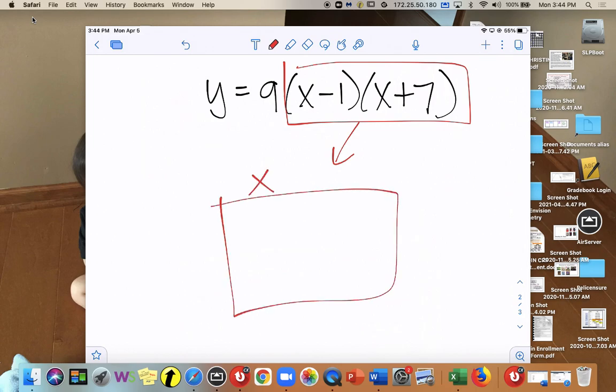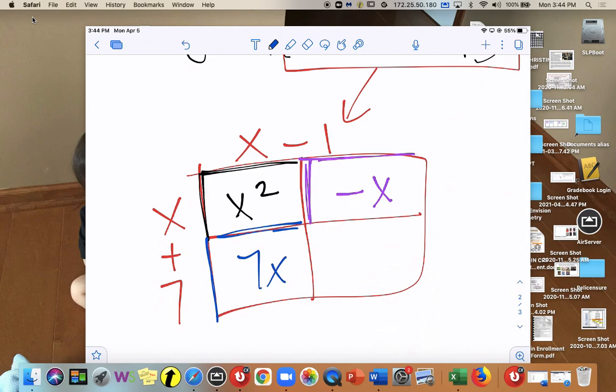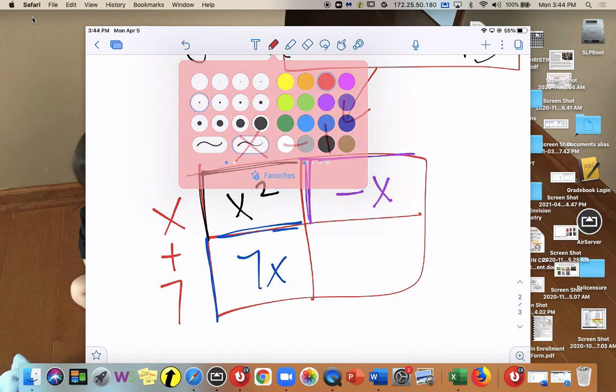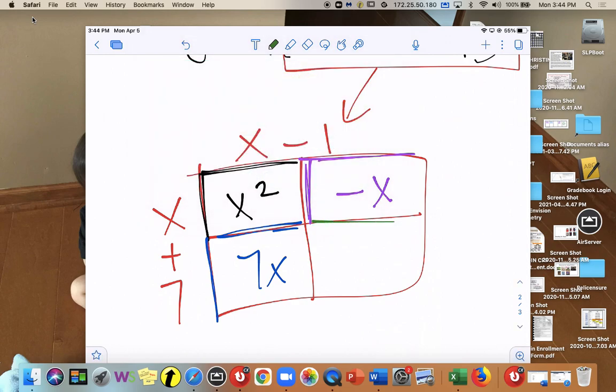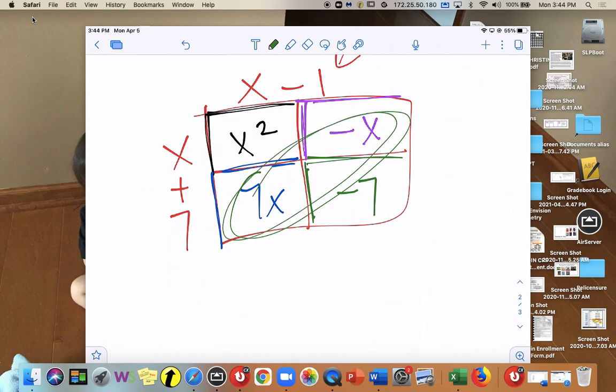I'll use our area model, so I'll put x minus 1 on top and x plus 7 on the side. It doesn't matter which one you put on the top or the side. Then we'll draw a line down separating the terms. And in my first box, I have x times x, which is x squared. In my second box, I have negative 1 times x, which is just negative 1x or negative x. In my third box, I'll do x times 7, which is 7x. And in my last box, I'll do negative 1 times 7, which is negative 7. And then we'll combine like terms, so we can put our x's together. We have our x squared as the highest power.